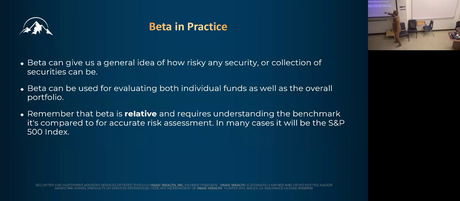So in a lot of cases, it's going to be the S&P 500. But maybe for a bond fund, it would be the aggregate index of bonds, or for treasury bills, it would be the treasuries. So it just kind of depends what you're comparing to. So always remember that you need a benchmark, and it's always going to be relative.